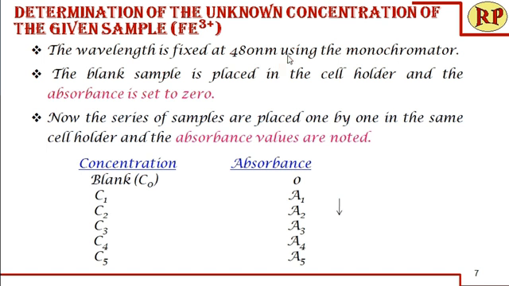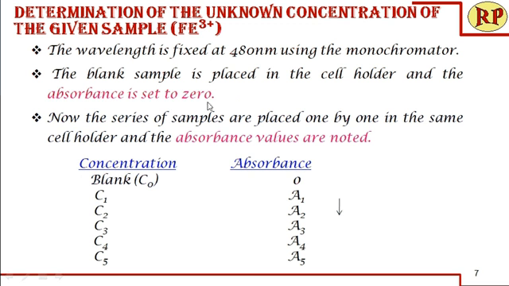A is equal to epsilon C L, where epsilon is maximum. That wavelength is generally chosen, so that the sample is very sensitive to that wavelength. In the monochromator, we are going to choose 480 nanometers. Now we should place the blank sample in the cell holder and set the absorbance to 0.